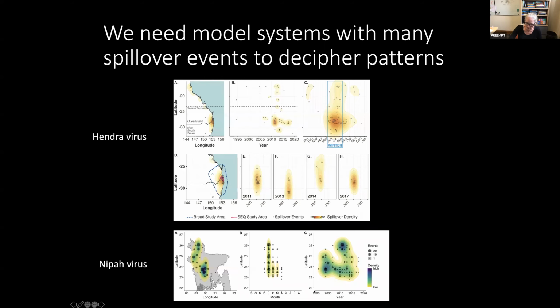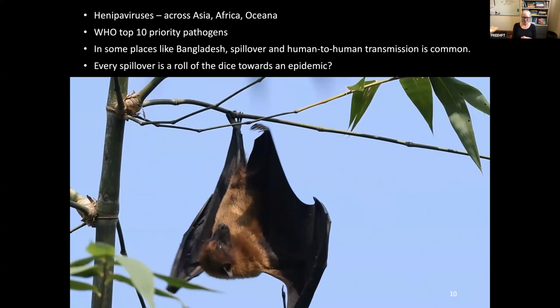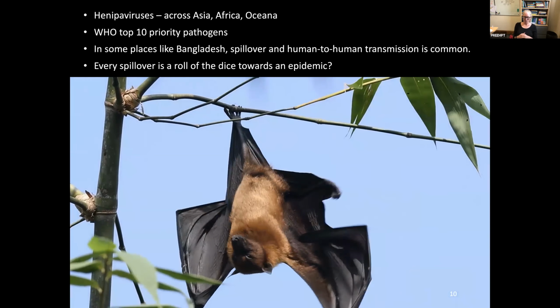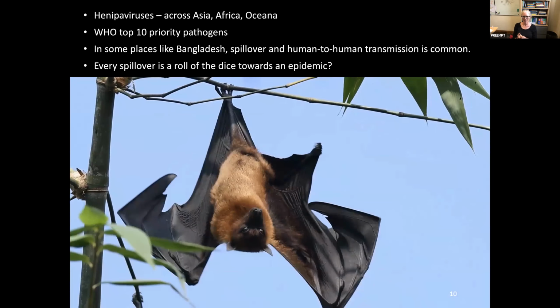And then this is the equivalent plot where we've got time here. Each little dot here is a spillover event of Nipah virus from bats into people. So here is a system where we have lots and lots of spillover events relative to coronaviruses. And so this is the system where we need to really try to understand this process. So this is where we are working to understand spillover. And again, this beautiful Pteropodidae bat, Pteropus medius, the host of Nipah virus, is what we're studying in Bangladesh.